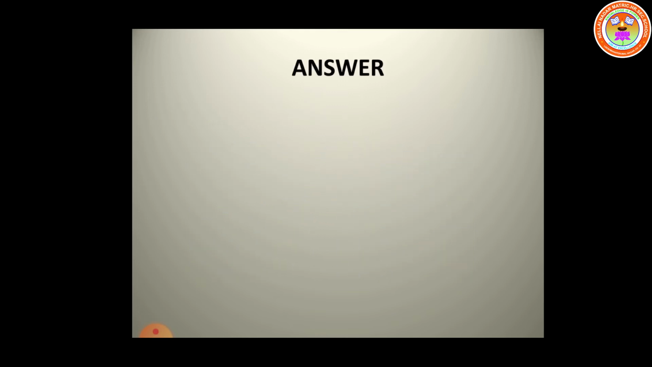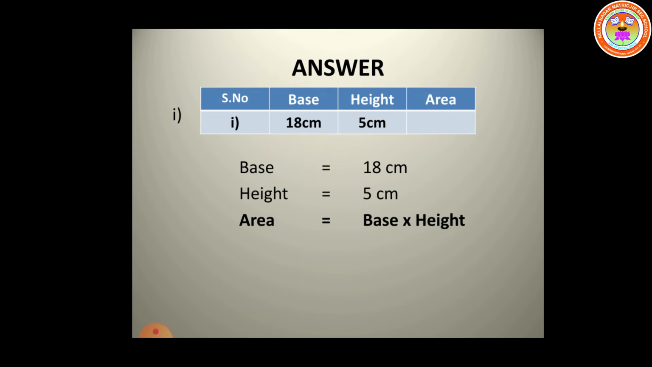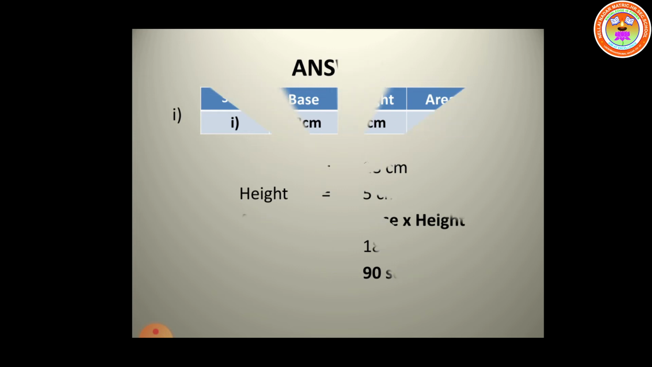Consider the first subdivision. Base 18 centimeter. Height 5 centimeter. We want to find area. What is the formula for area? Base into height. Substitute the values. 18 into 5. So we get the answer is 90 square centimeter. What is the answer for area? 90 square centimeter.